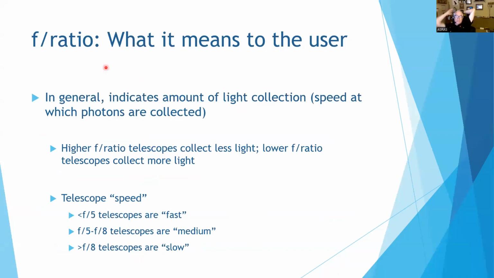In general, F ratio indicates the amount of light that's collected and the speed at which photons are collected. So higher F ratio telescopes collect less light. They're dimmer at the far end where you can actually see. Lower F ratio telescopes collect more light. So people refer to telescope speeds. Telescopes that have F ratios of F5 or less are considered fast telescopes. F5 to F8 telescopes are considered medium, and telescopes greater than F8 are considered slow.